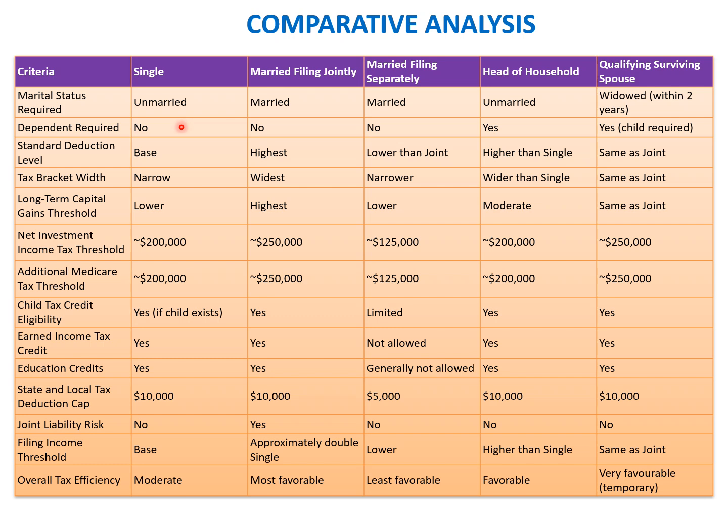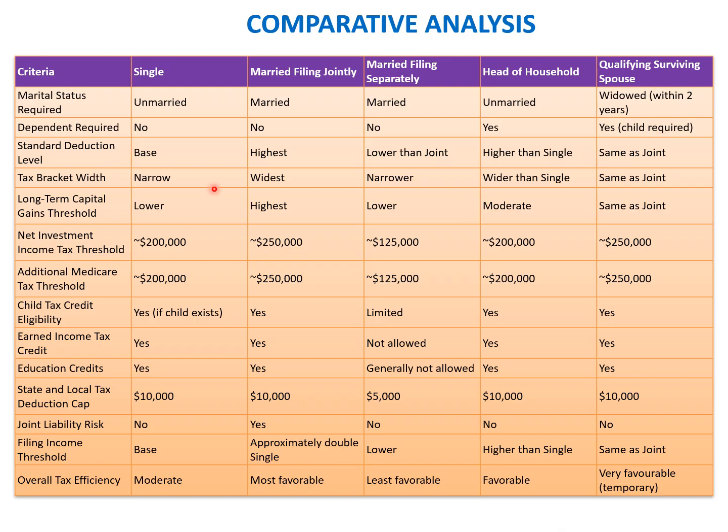Dependent required: it is not required for single, married filing jointly or married filing separately, but it is required for head of household and qualifying surviving spouse, yes, child required. Standard deduction level is the base for single, highest in married filing jointly, lower than the joint for married filing separately, higher than the single for head of household, and the same as the joint for the qualifying surviving spouse. So the benefit of married filing jointly and the qualifying surviving spouse are largely the same.